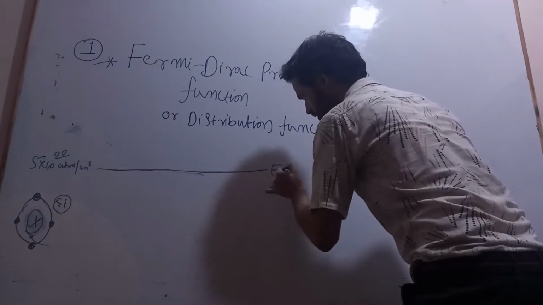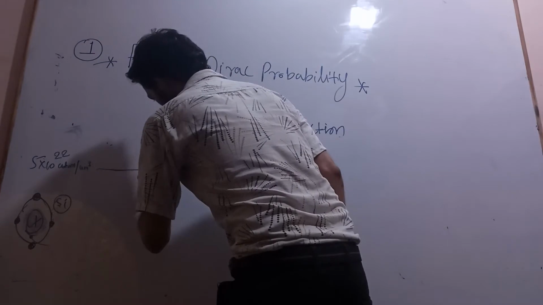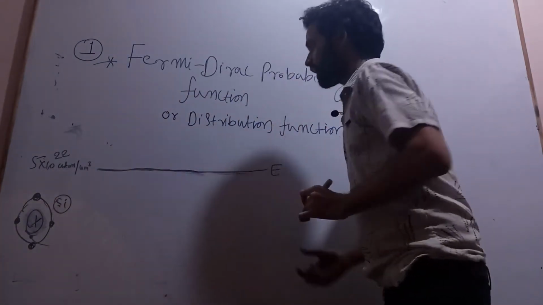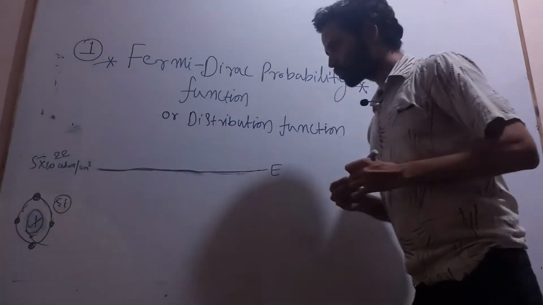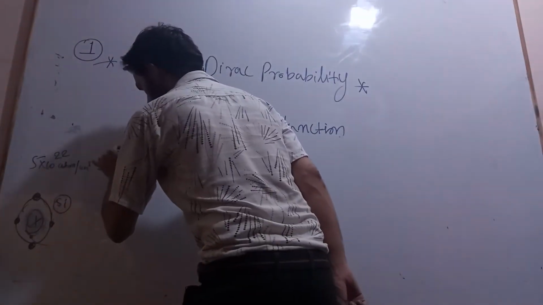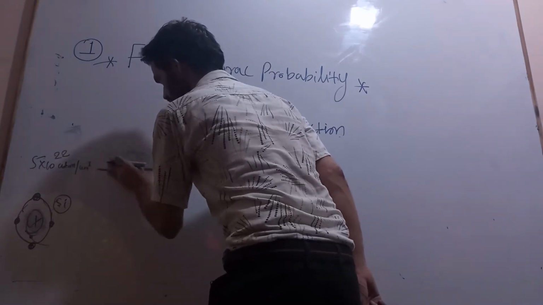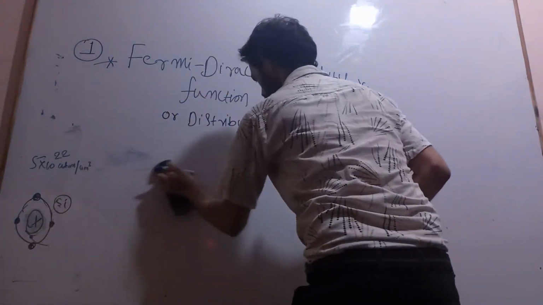So let us take this. This is my energy level, and let us give the name E for this energy level. This energy level has some quantum states. Let us say it has one quantum state, two quantum states, like this. This is my quantum state.